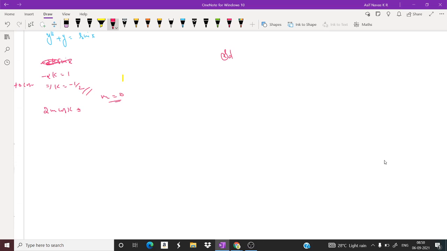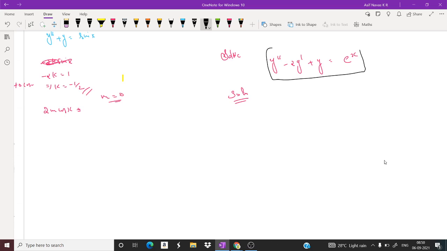Solve y double dash minus 2y dash plus y is equal to e raised to x. Please do this problem. I will give you 3 minutes. And if you have any doubt, you can ask me.